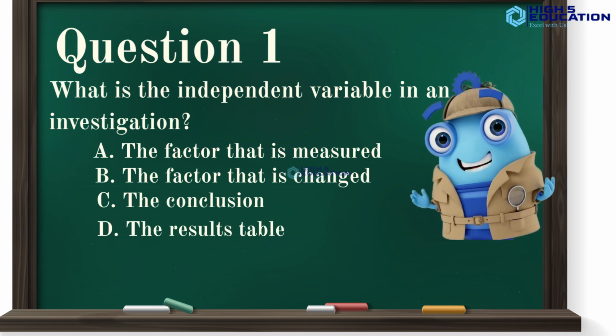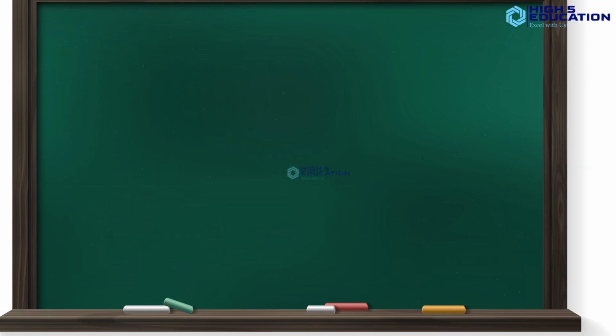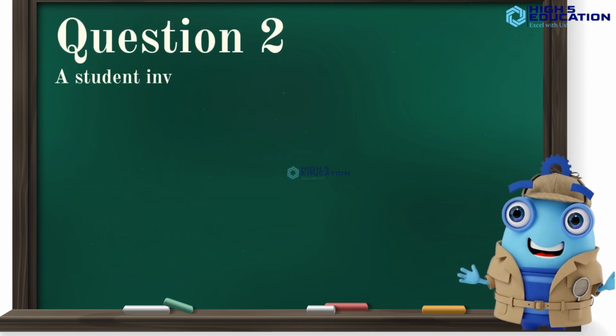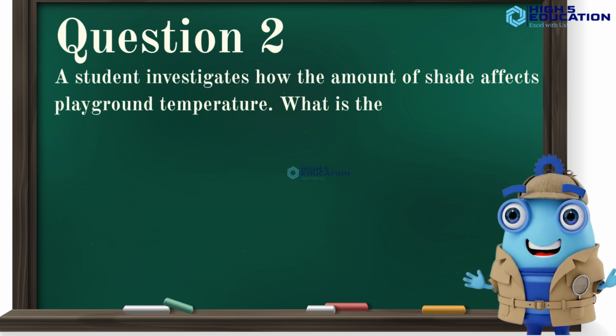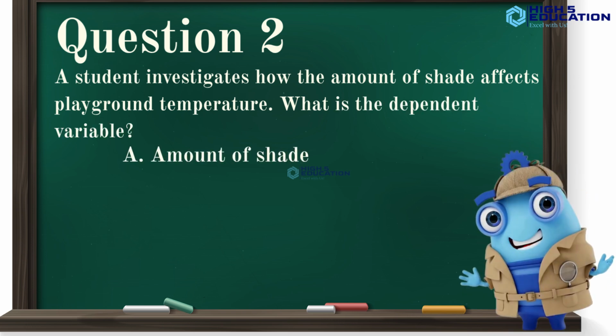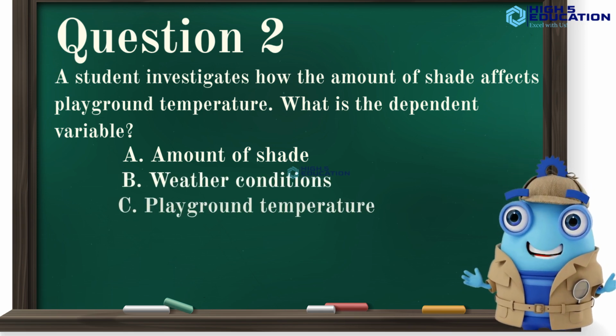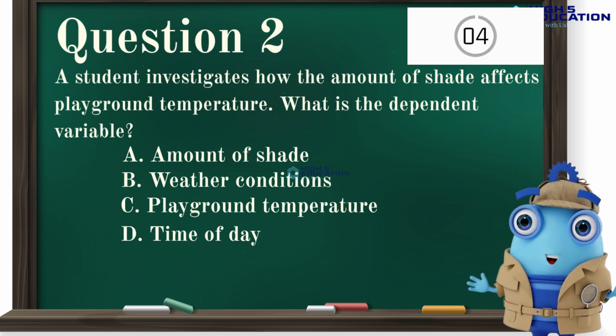The correct answer is B. The factor that is changed. Question 2. A student investigates how the amount of shade affects playground temperature. What is the dependent variable? A. Amount of shade. B. Weather conditions. C. Playground temperature. Or D. Time of day.